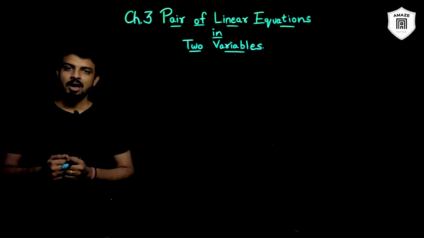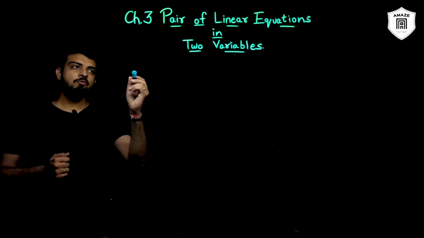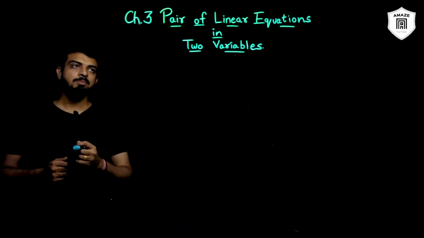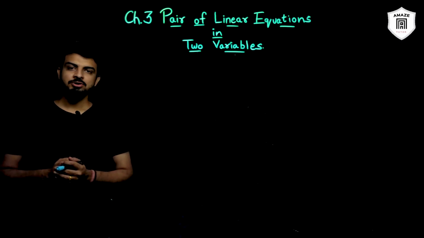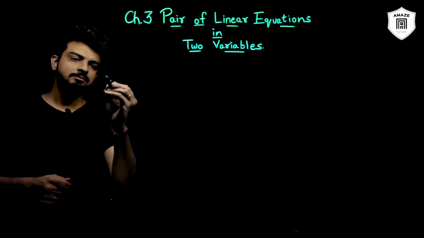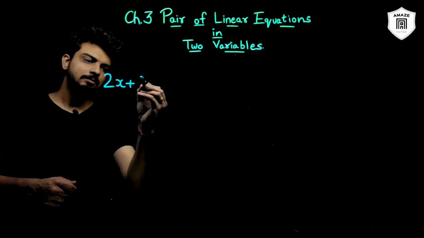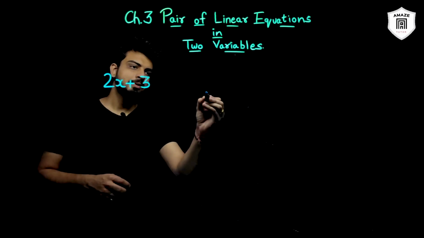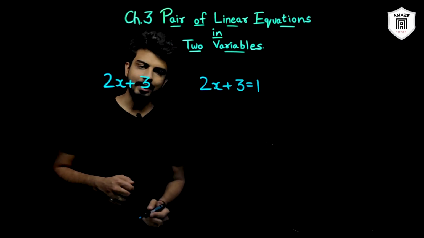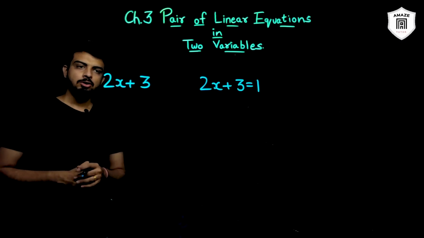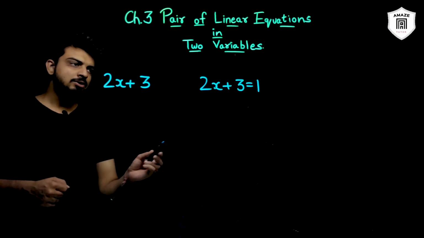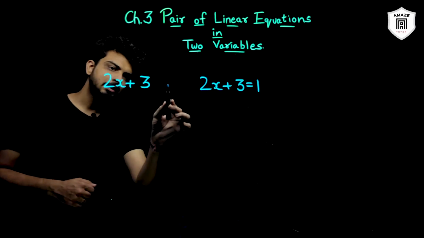In this video, I am going to introduce pair of linear equations in two variables. So let's start with the introduction part, right? So first of all, what is the difference between 2x plus 3 and 2x plus 3 equals to 1? So basically, as you can see that there is a difference of this equal to 1 here, right?